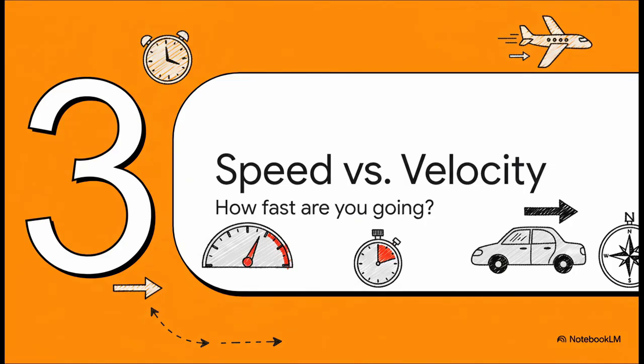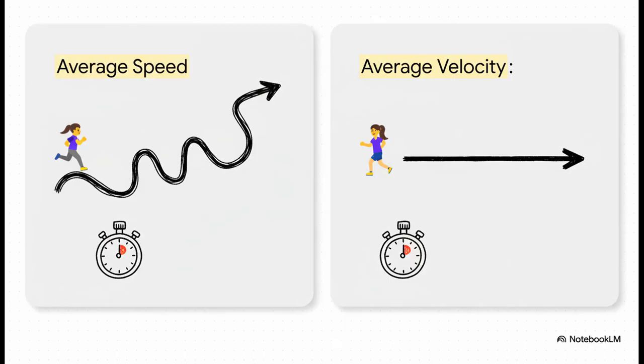So now that we have this powerful new idea, the difference between scalars and vectors, let's use it to clear up another classic pair of terms that people, including me sometimes, use interchangeably: speed and velocity. So what's the real difference between them? Well, it all comes down to their definitions, their formulas. If you look at average speed on the left, it uses the total distance you traveled, which we just learned is a scalar. So that makes speed a scalar.